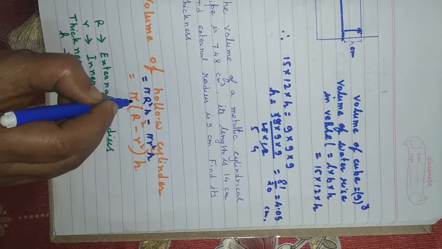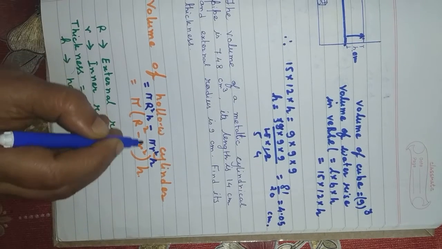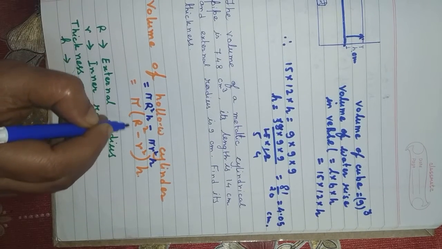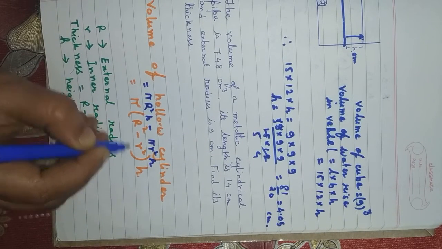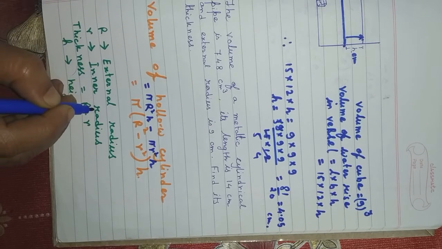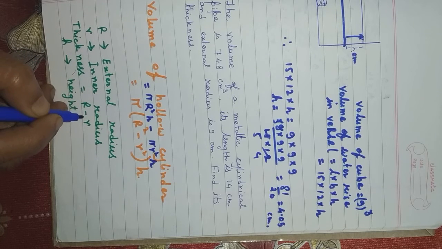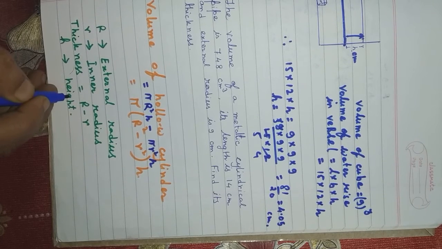So from this we can take pi and h common. So final formula is volume of a hollow cylinder is equal to pi times capital R square minus small r square, times h, where capital R is external radius, small r is inner radius. The thickness of the pipe is equal to R external minus internal radius, and h is the height.